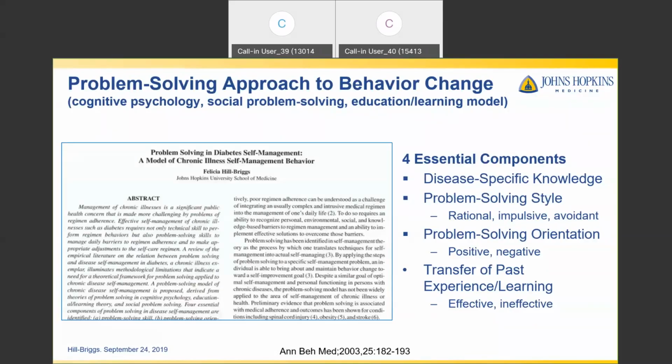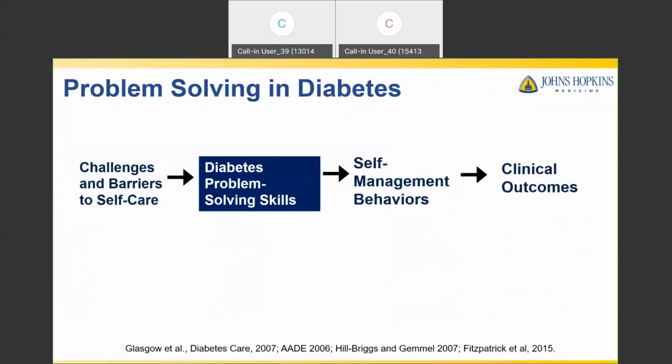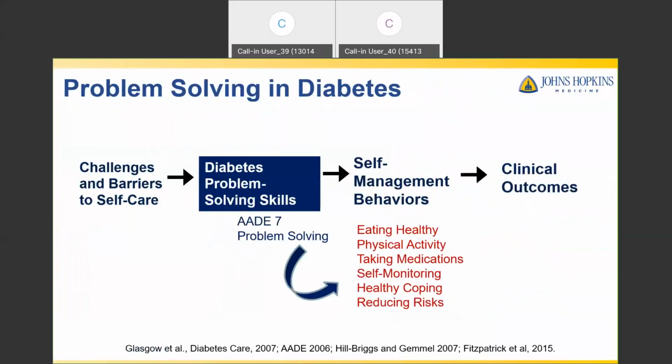But by taking into account the various disciplines that have contributed evidence to diabetes, there were 4 essential components that are needed. Yes, knowledge is needed as a prerequisite for problem solving, but you also need instruction and training around style, orientation, and being able to transfer past experiences and learn. And we also know that our populations have a lot of challenges and barriers to care, which make problem solving relevant.